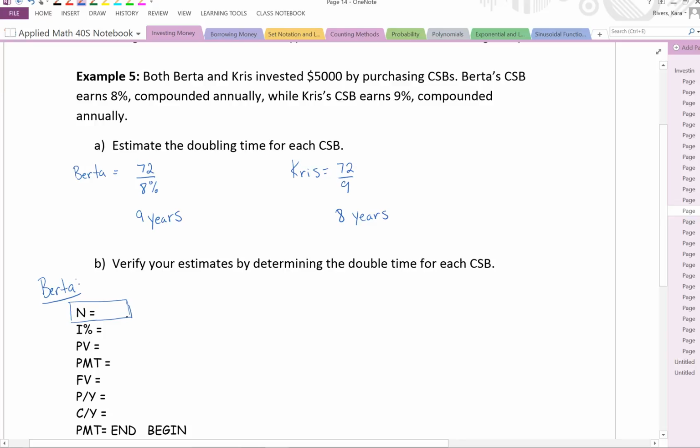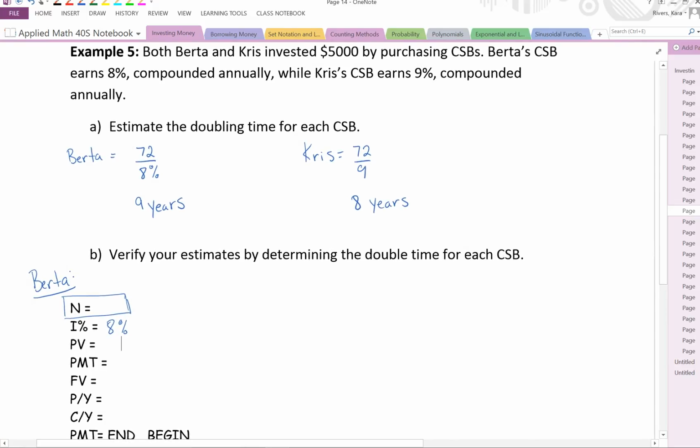Okay, I%, that is how much our investment rate is. So interest rate is, and that's 8%. PV, we can see up here, that's our present value. Our present value, that's the amount that we're going to be investing, and that's 5,000. But be careful here, you're going to put that in as a negative 5,000. Why is it negative? That's because we are investing. So negative because it is invested. That's money out of our pocket. So we're in debt, even though we're paying ourselves $5,000.